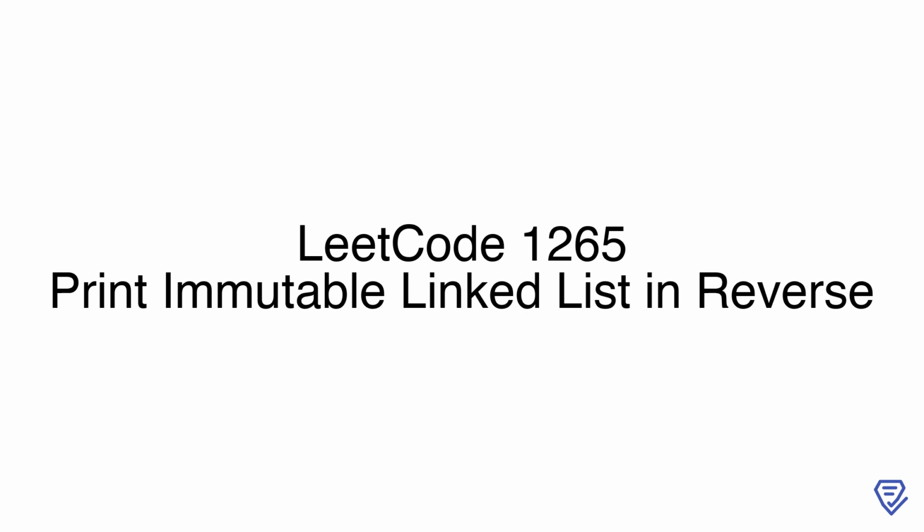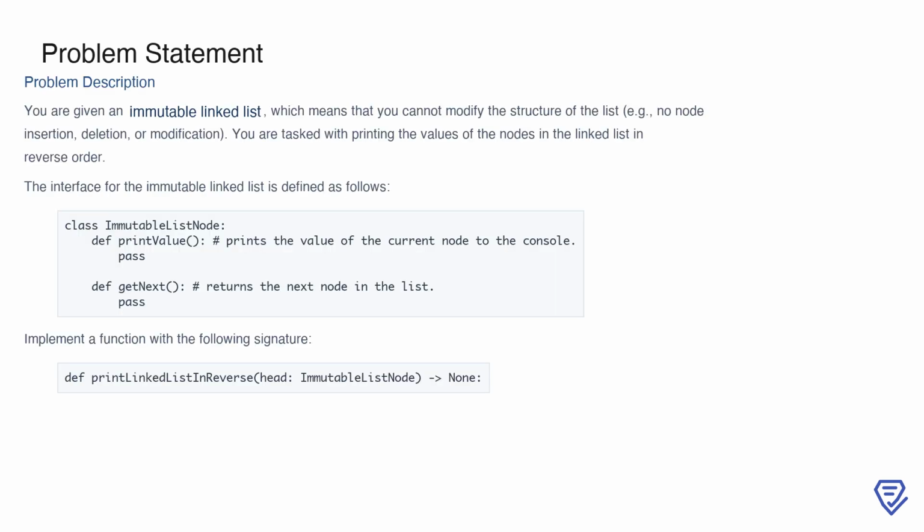Let's dive in. In this problem, we are tasked with working with an immutable linked list. Now, immutability means that the structure of the list cannot be altered in any way. For instance, you cannot insert new nodes, delete existing ones, or modify their values. Instead, the goal here is to print the values of the nodes in reverse order.